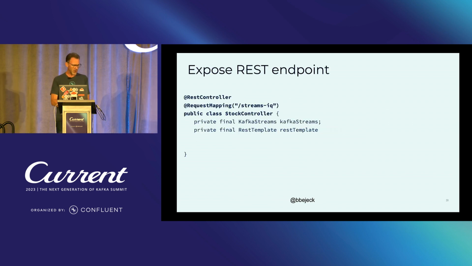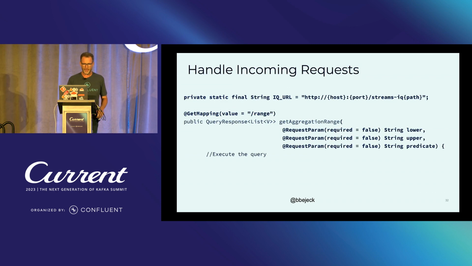Now for handling the REST call, we're going to have this controller. REST controller does some nice things for us. One of them is it'll automatically serialize our objects going back to the web application in JSON. And this is the base path. So anything starting with Streams IQ is going to go to this controller. And then when you have this at the end, these are the individual methods that'll handle your different requests. And then we have our lower and upper bound and a predicate, which we'll get into a little bit later. And these are all optional parameters.